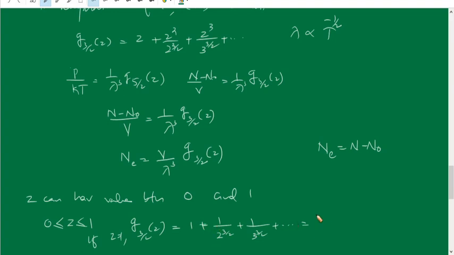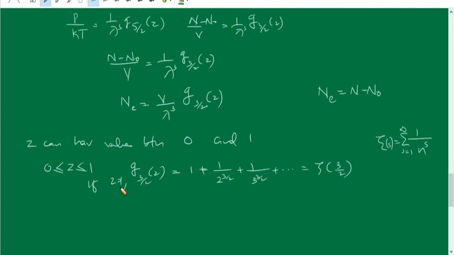This series is called the Riemann zeta function, here zeta of 3 by 2. So what is zeta? The zeta function is the summation of 1 divided by n raised to s. Zeta of s is equal to the summation of 1 divided by n raised to s, with n from 1 to infinity. So the maximum value of the Bose-Einstein function is zeta of 3 by 2.